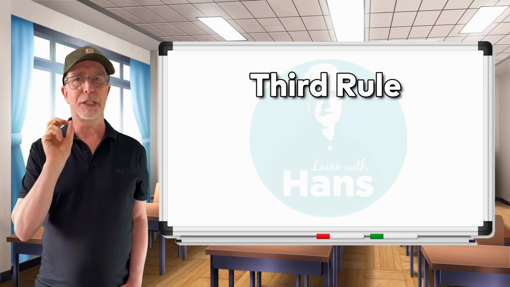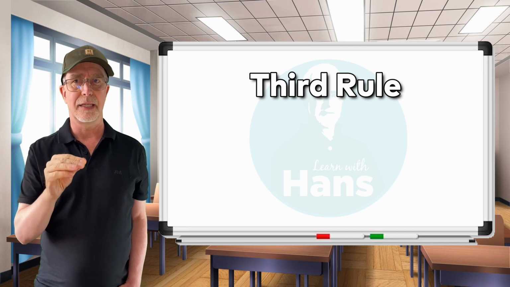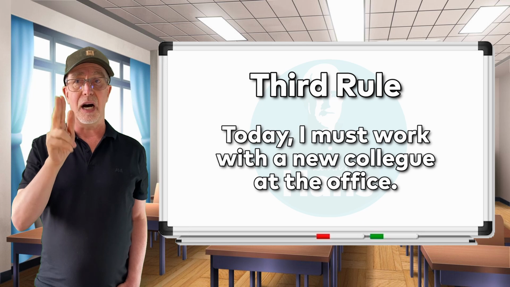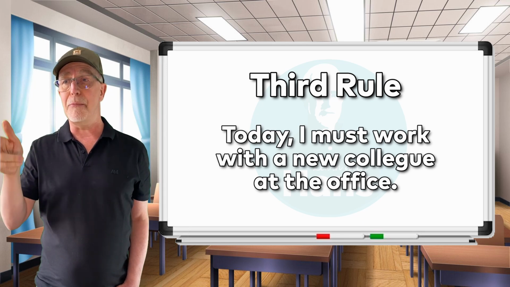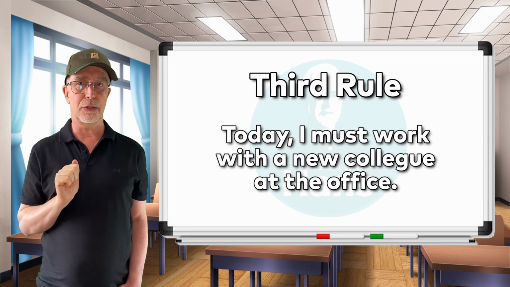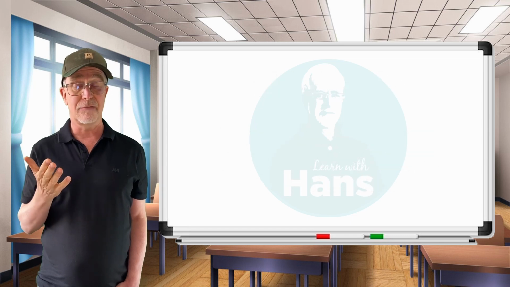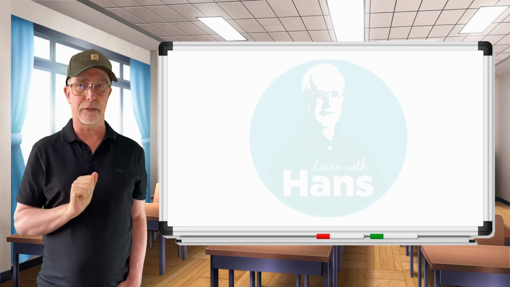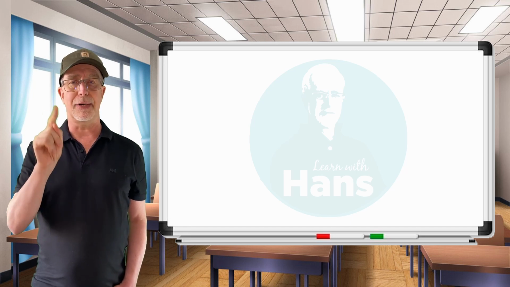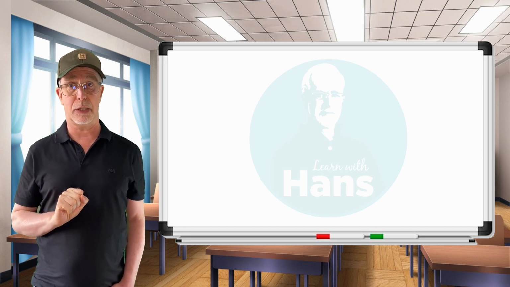In English, we don't do that. In English, it's just today, comma, I must work with a new colleague at the office. That's how we do it in English. In Dutch, no, inversion. Okay, those were the three rules. Now, let's take a look at those structures, shall we?